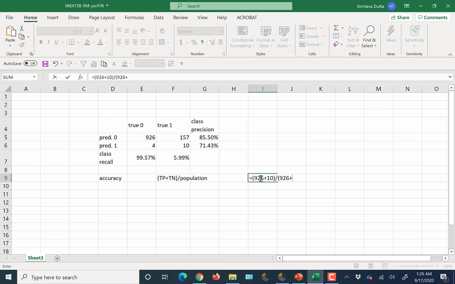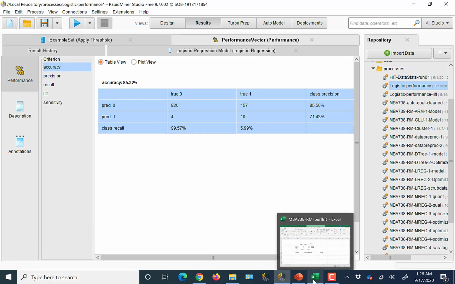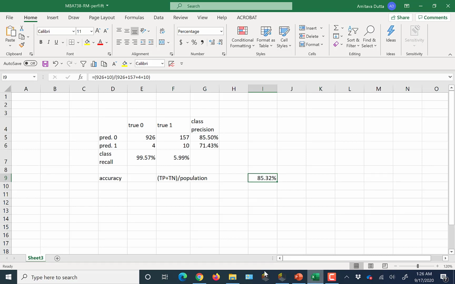926 plus 157 plus 4 plus 10, and there's your 85.32%. Let me put that as a percentage: 85.32, and a quick look at RapidMiner, there's your 85.32. That's how it was obtained. Now let's see where this class recall comes from, this 99.57%.